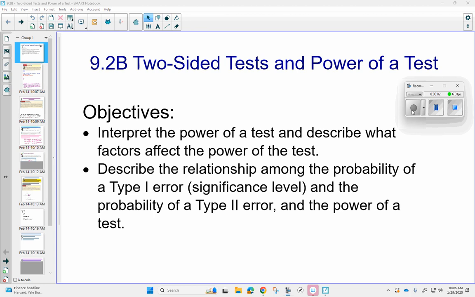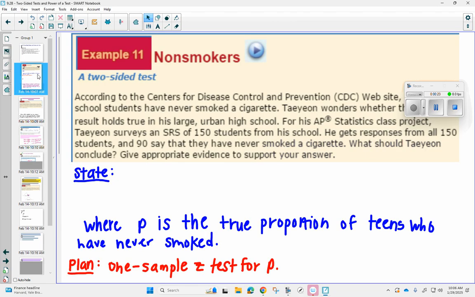All right. We are going to do a two-sided test today. So when the alternate hypothesis is not equal to, then we're going to talk about what the power of a test is. And then we're going to actually compare the relationship between a confidence interval and a test. So yeah, there's kind of a lot today. So let's run through quickly a two-sided test. All right.